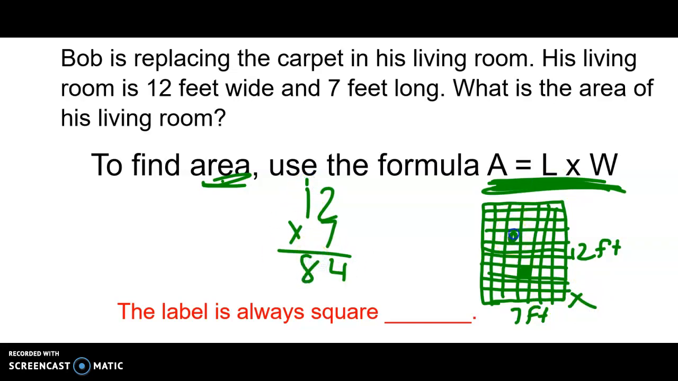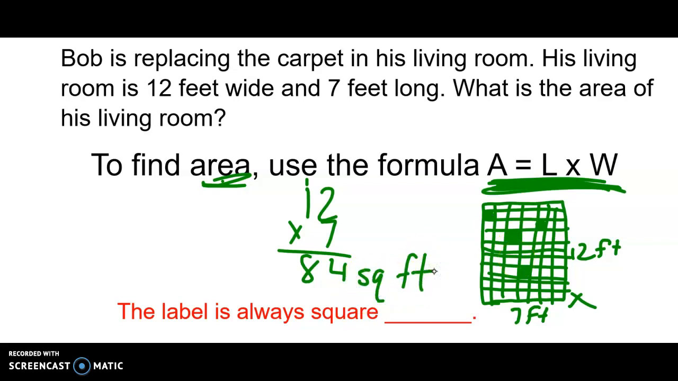Now the important part about area is we're finding out how many squares of space are inside of this. And if I count them all up, there's going to be 84 in here. But our label is important because we're finding how many squares are in there. Our label is square feet.